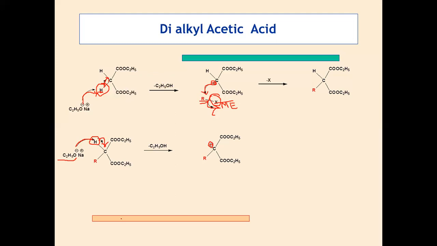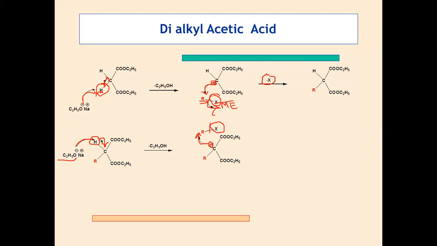As this carbon is negatively charged, again the second step is to be repeated. So what is the second step? Now that reacts with the alkyl halide. See here, this negatively charged carbon, what does it do? The negative charge attacks on R, and at the same time there is a loss of X.